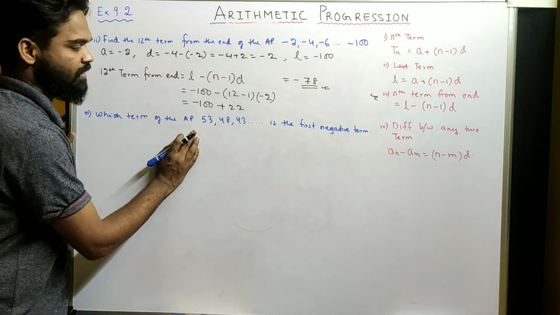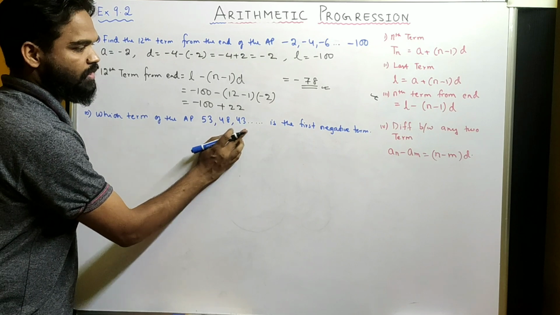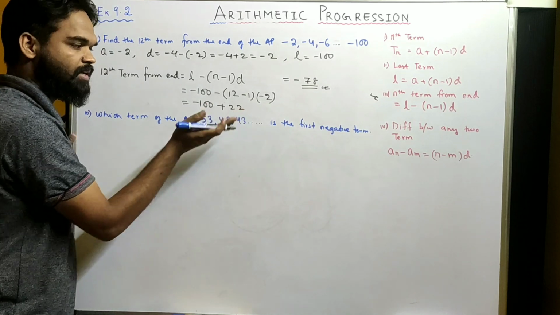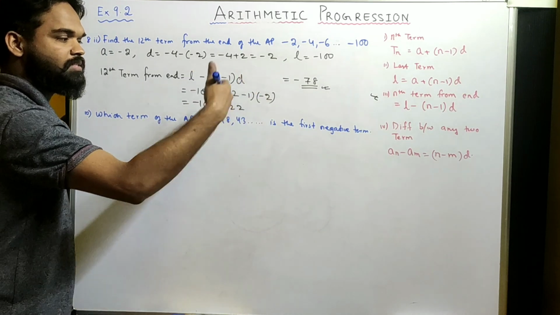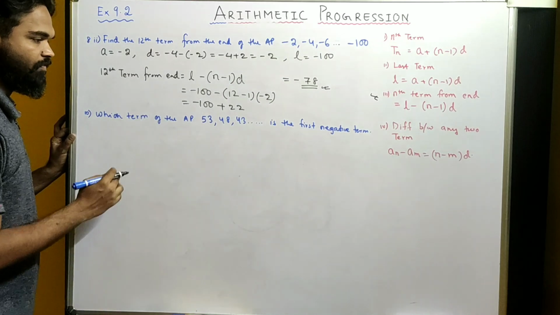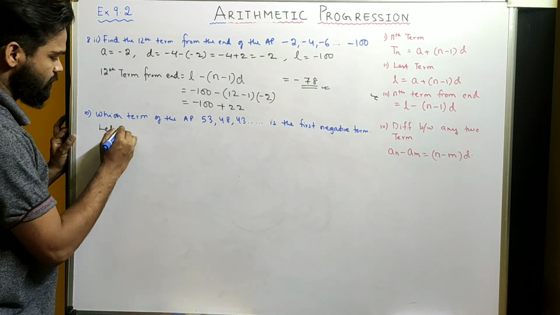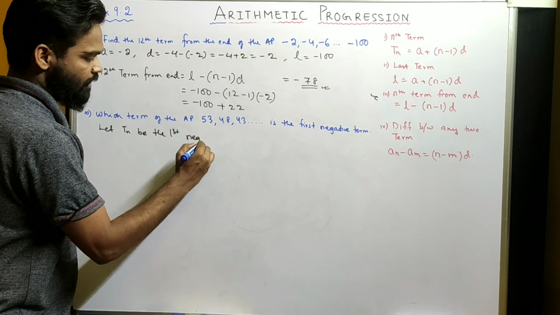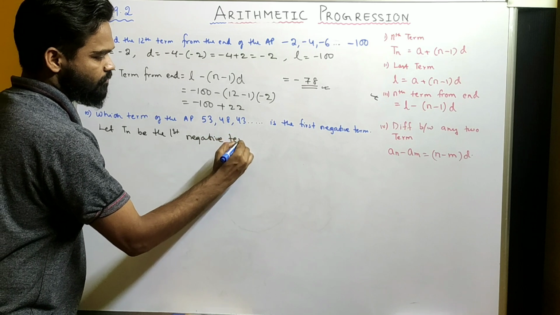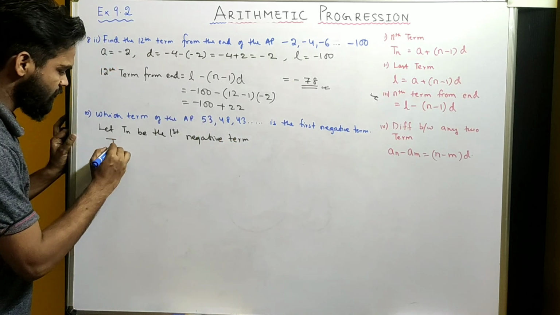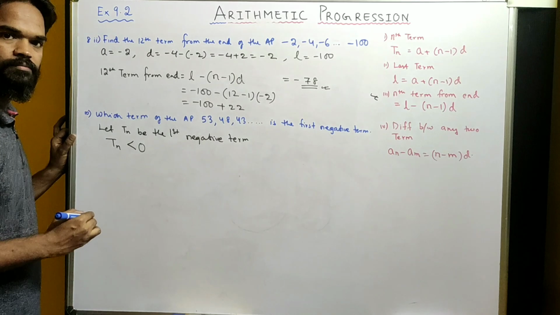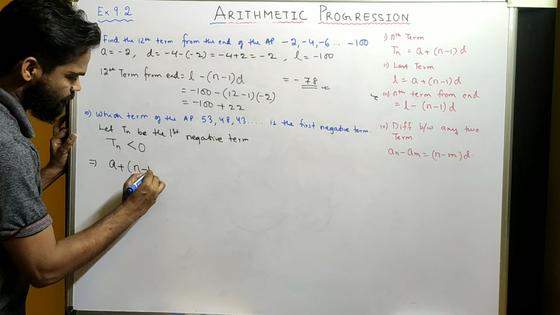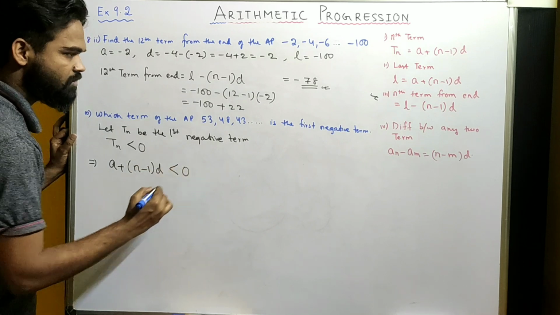Which term of the AP 53, 48, 43 is the first negative term? Now look carefully. This is a decreasing sequence, which means there will be a time when we'll start getting negative numbers. Let Tn be the first negative term, which means, can I write Tn is less than 0? Which means, what is Tn? Tn is A plus (n minus 1)D. That will be less than 0.